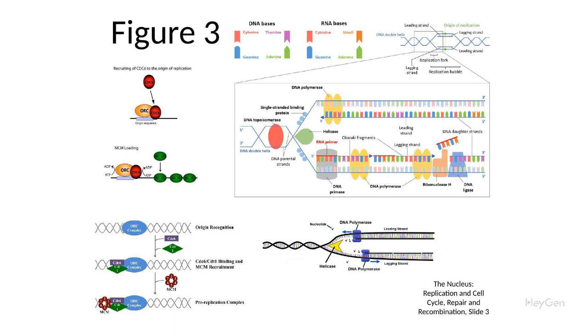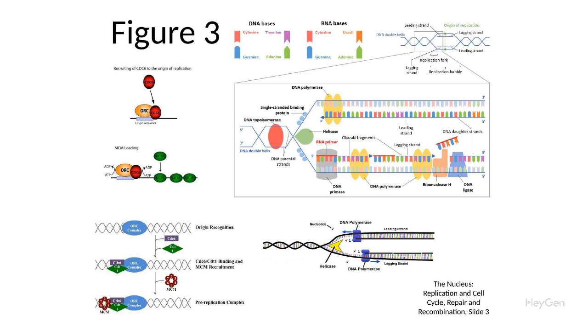Eukaryotic DNA replication, while similar to bacterial replication, involves a more complex initiation process. The origin recognition complex, or ORC, binds to the origin and recruits other proteins like CDC6 and CDT1. These, in turn, load the MCM complex, which acts as the helicase, unwinding the DNA.